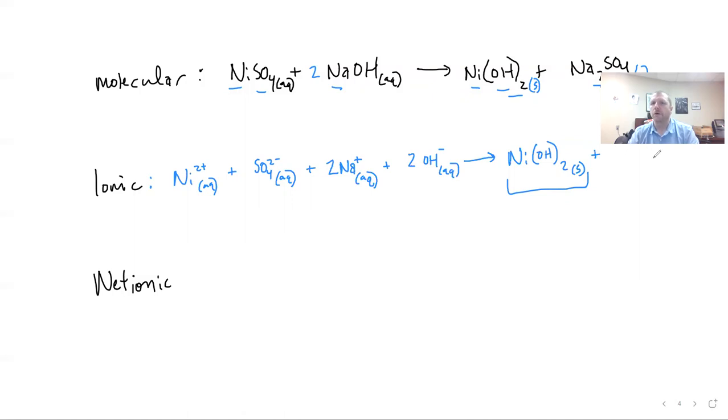Then my next ion is 2Na+ (aq). I move that from a subscript to a coefficient because I have two of those sodium ions, and this is an aqueous solution. So I've got 2Na+ plus SO4 2- (aq). Okay, so there's my ionic reaction. It is balanced. Everything's straightened out there.